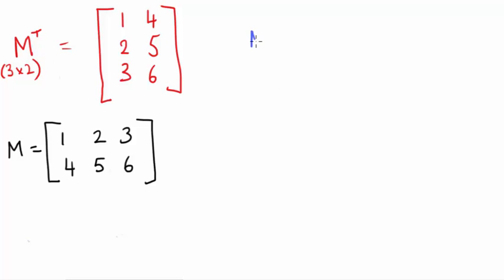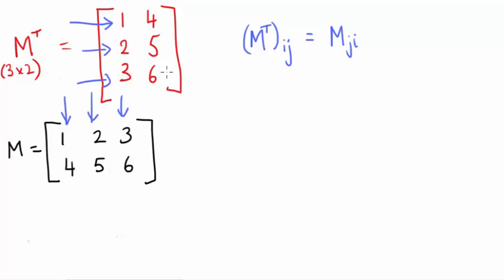In general, for a matrix M, we have the result that (M transpose)_ij, so that's the element in the ith row and jth column of M transpose, is the same as m_ji. Let's try to understand that result. It says that the element in the ith row of matrix M transpose comes from the ith column of matrix M. And it says that the element in the jth column of matrix M transpose comes from the jth row of matrix M.